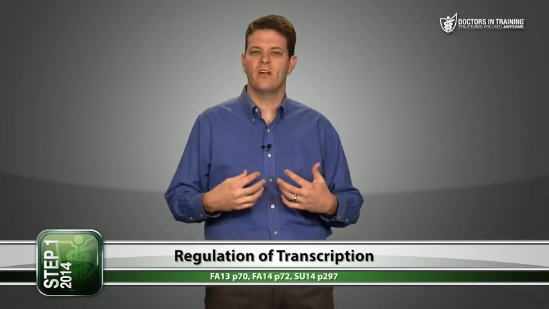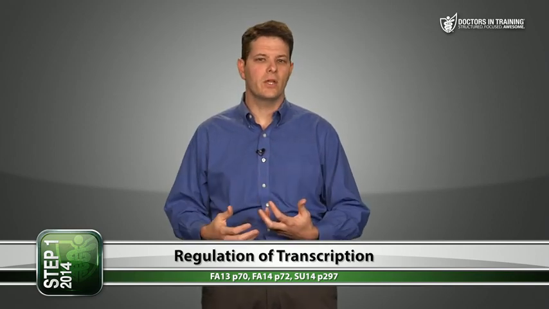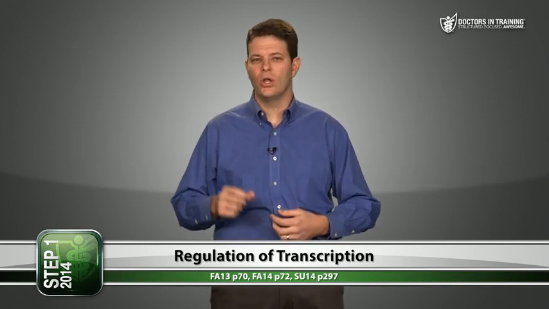So let's talk about how our cells decide which genes are going to be transcribed. The first transcription regulator I want to discuss is a segment of DNA called an operon. Let's look at number 4 in your study guide.